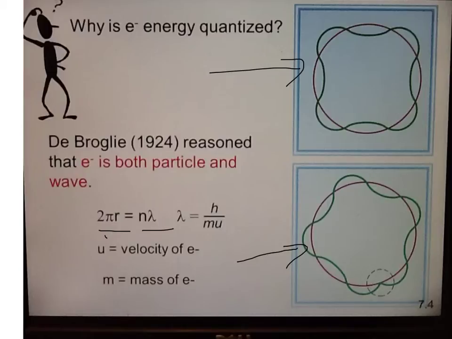And it has to fit on the circumference of a specific circle, which can only be whole number multiples of its wavelength. Now, de Broglie also determined that he can find the wavelength of this particular particle, and that the wavelength of this particle was equal to h, the Planck's constant, divided by m, its mass, times u, its velocity.